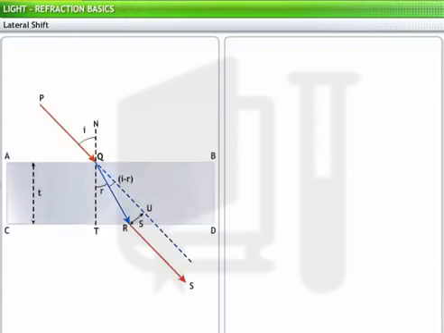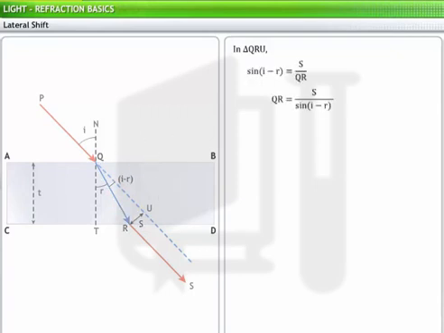Now consider the right triangle QRU. In this triangle, sine of (I minus R) is equal to the ratio of S to QR. Thus, QR is equal to the ratio of S to sine of (I minus R). This gives you equation 1.